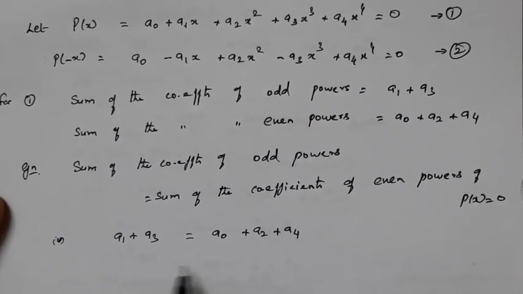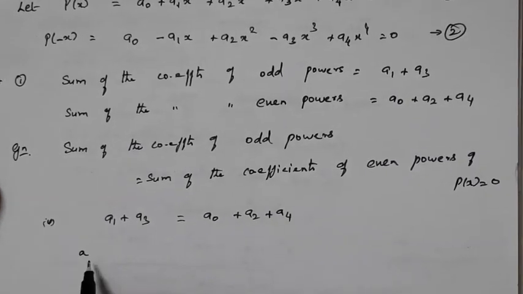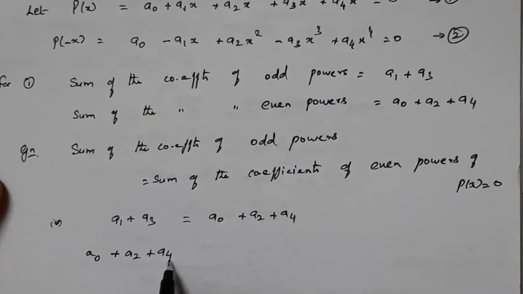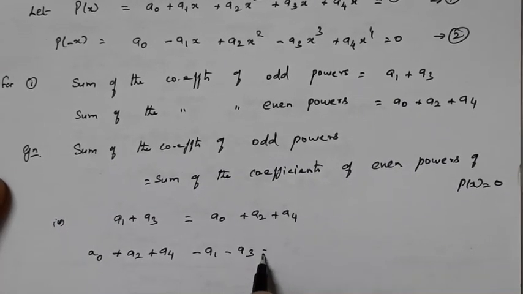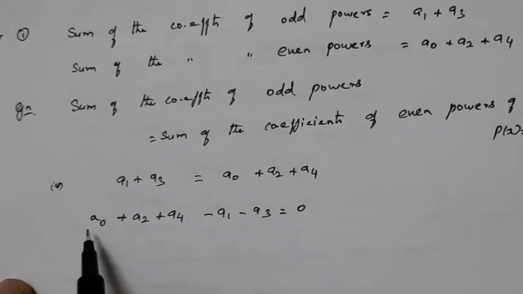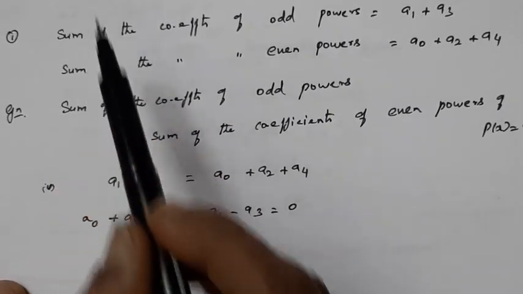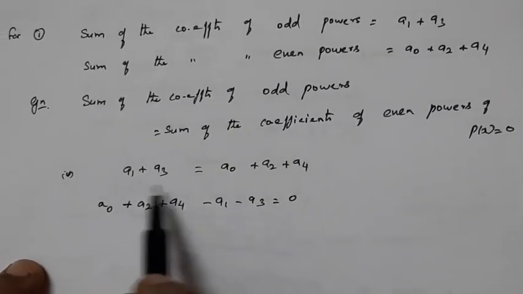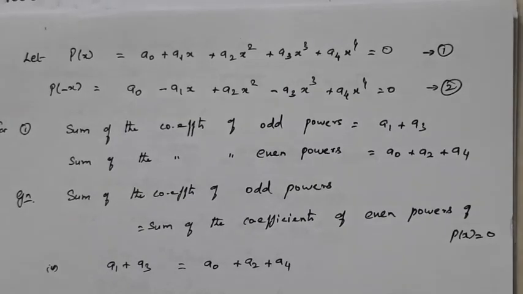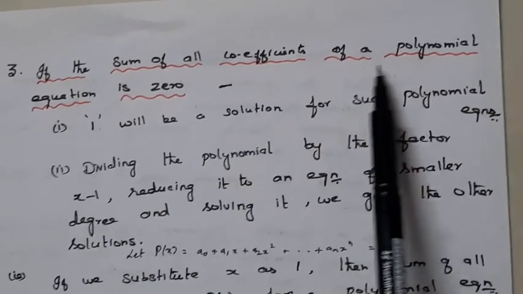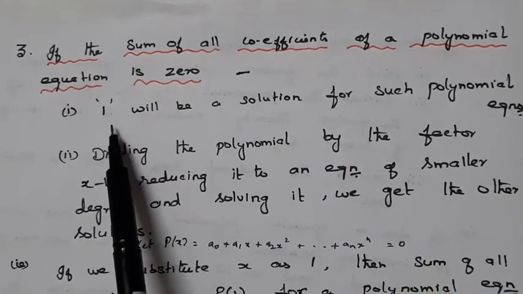Okay. Now, here let us move this a1 and a3 to the opposite side. So, what you will have is a0 plus a2 plus a4 minus a1 minus a3 equal to 0. Okay. Now, what is this? These are the coefficients of p of minus x. Okay. So, a0, a2, a4, minus a1 and minus a3. So, these are the coefficients of p of minus x. And what happened to their sum? Their sum is equal to 0. So, by this result, that is, if the sum of all the coefficients of a polynomial equation is 0, one will be a solution.